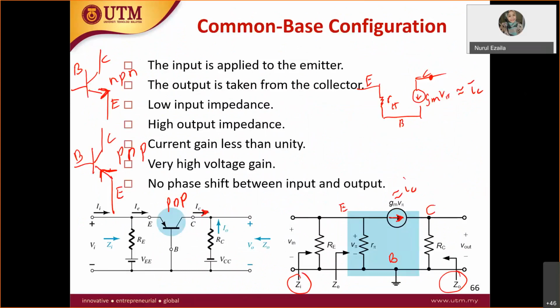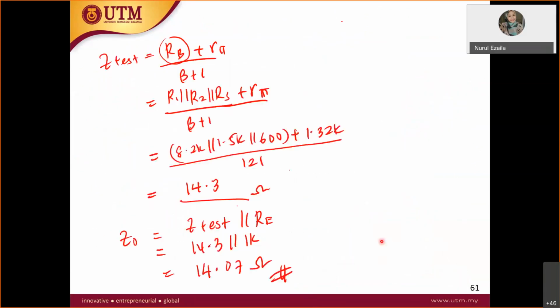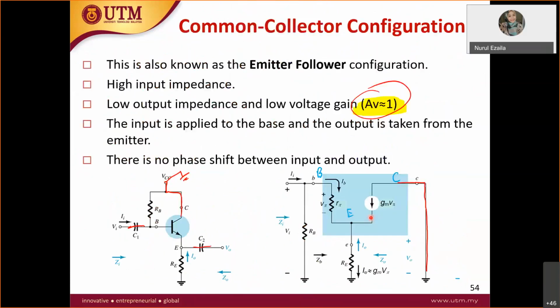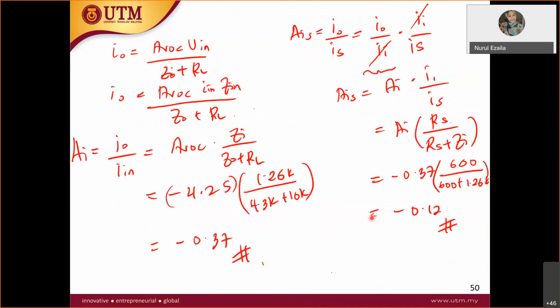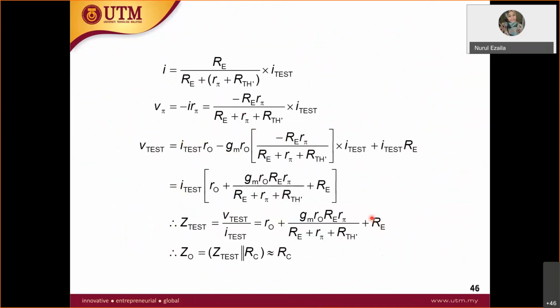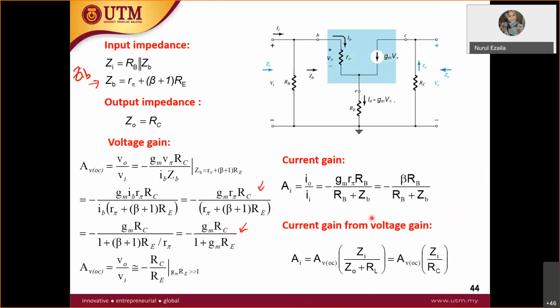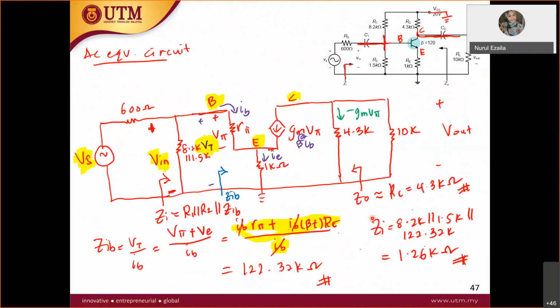So common base has been derived for all of you here. I need to recall again. For common emitter, this is your circuit. The common emitter is grounded. What is the input here? Input is base. Output is at collector. So output connects to collector and emitter grounded.